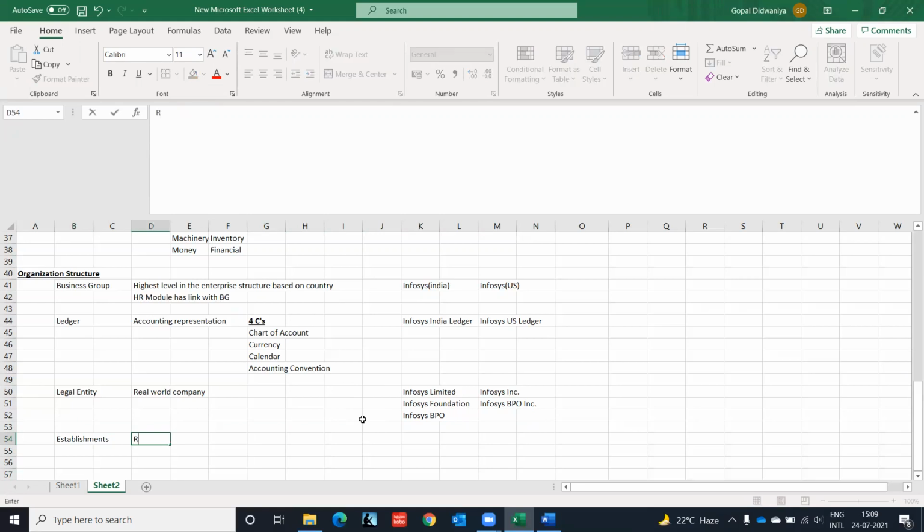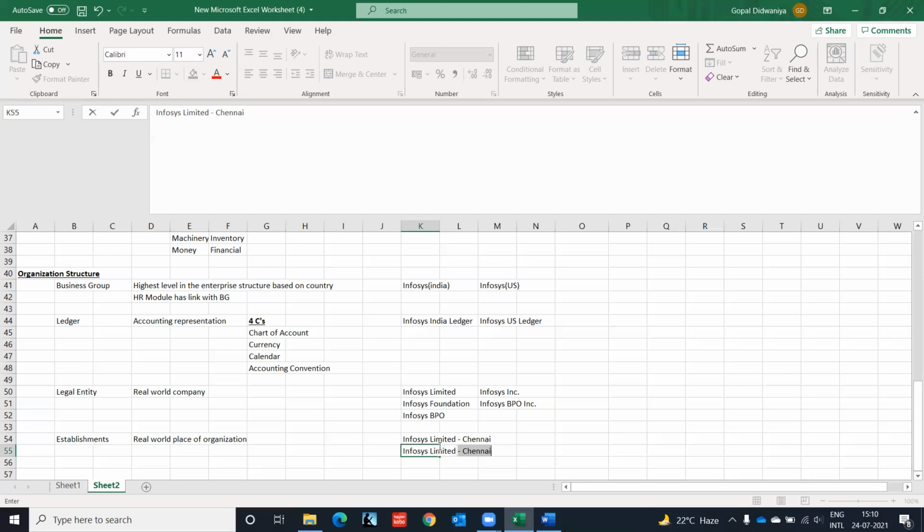Establishments means your real world operating organization, not operating organization. Okay? Real world place of organization. Okay, for the establishment, let's say Infosys Limited. Just for the first one, Infosys Limited is working from Chennai.